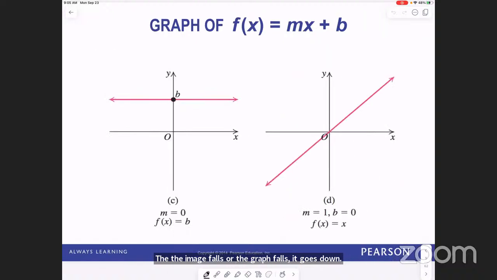So then the image on the left is our constant function. That's when our slope is 0 and y equals some number, right? So y is going to be a flat horizontal line through whatever that y value is.